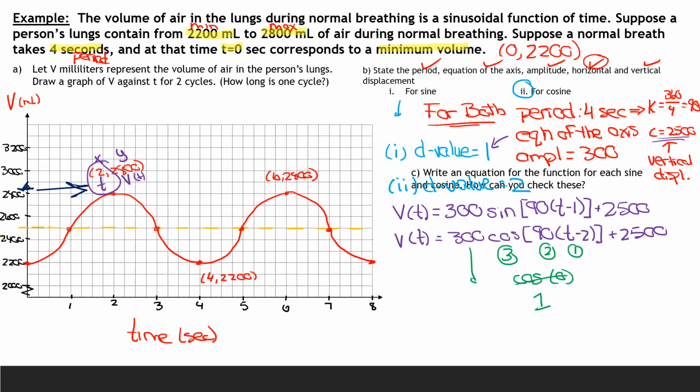Then the fourth thing I do is multiply by my 300. So 300 times 1 is 300. And the last thing I do is add on my final value, 2500. And the number you get here should be the other half of your coordinate. Looking over at the coordinate, we subbed in a 2 and we got a 2800. So that's a way to check that our equation matches our graph. I'm going to have to erase all that, but that's how you check.